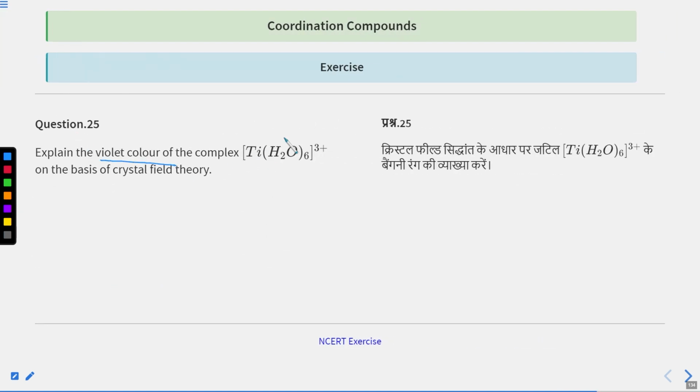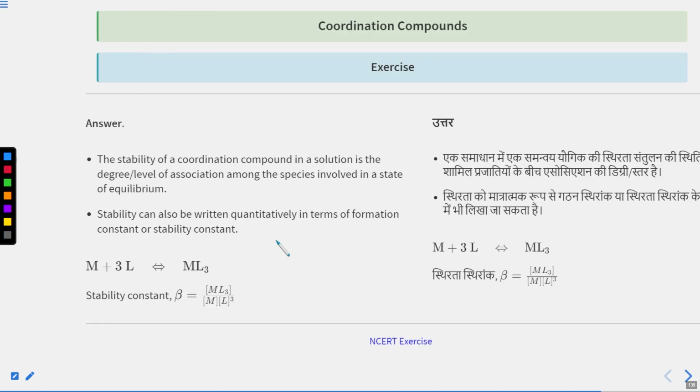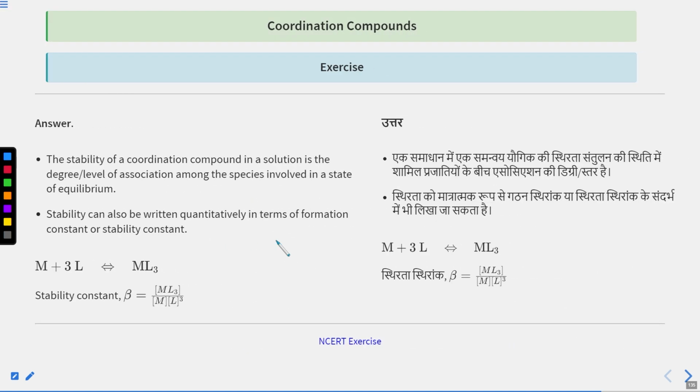Explain the violet color of the complex of titanium H2O6. If you see this violet color of titanium, you will find that titanium is having no unpaired electron. Potassium, calcium, scandium, titanium: 4 electrons are there and all are removed. So it will be in the plus 1 oxidation state, only 1 electron present. Weak field or strong field doesn't matter. So this shows the violet color, and this is mainly due to Jahn-Teller distortion.